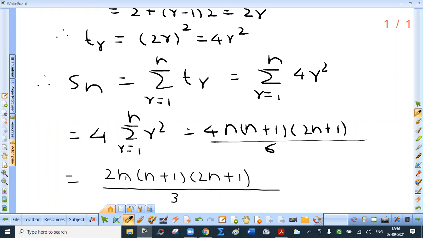You can verify. Put n equal to 1. So 2 into 2, 4. Basically n is 1. So 2 into 2, 4 into 3 upon 3. So 4. Is the first term 4? Yes, 2 square, that is 4.